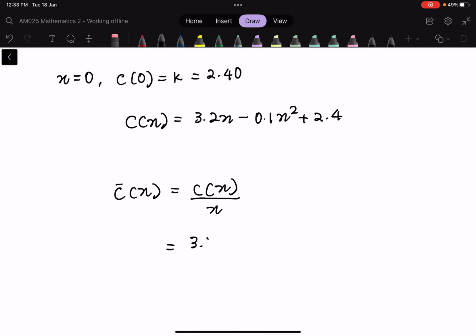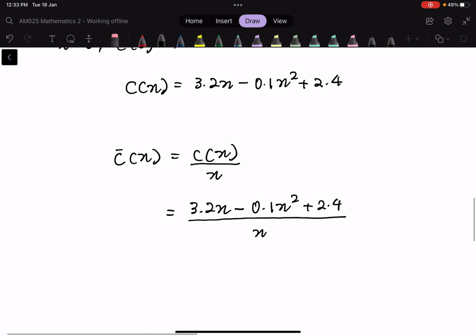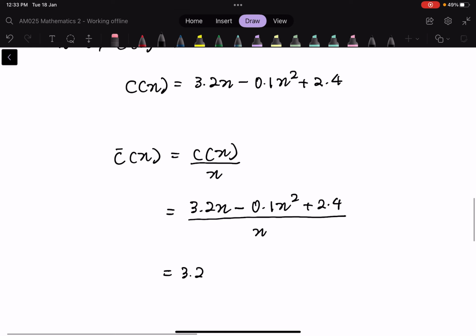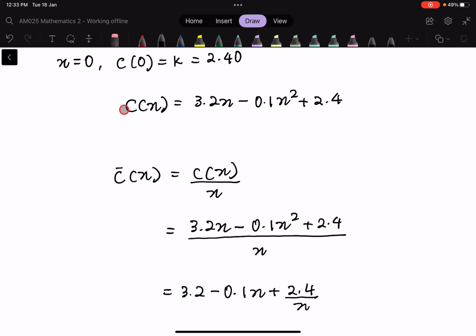So 3.2x minus 0.1x squared plus 2.4, divided by x, is 3.2 minus 0.1x plus 2.4 over x. So this is the cost function and this is the average cost function.